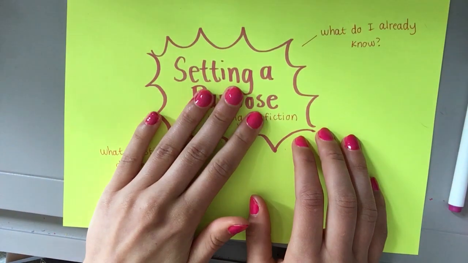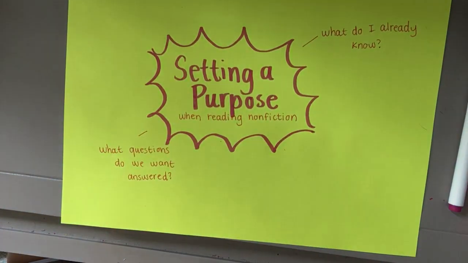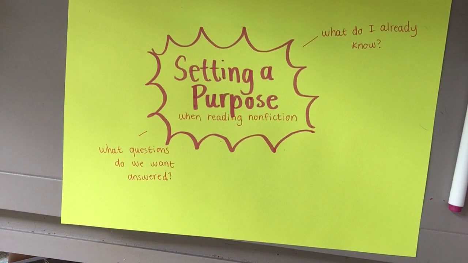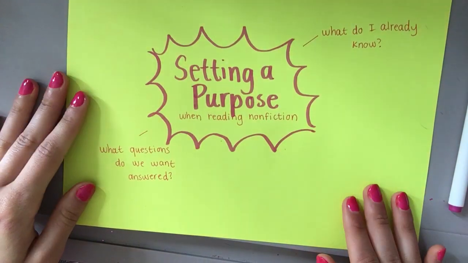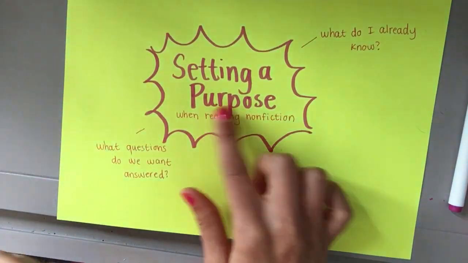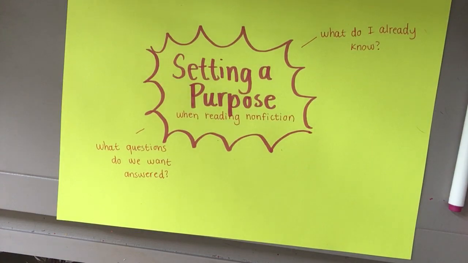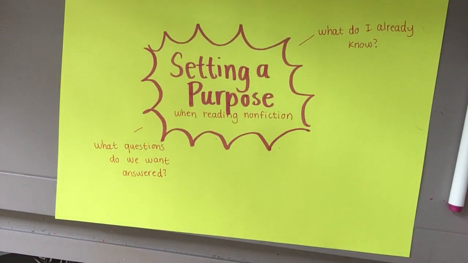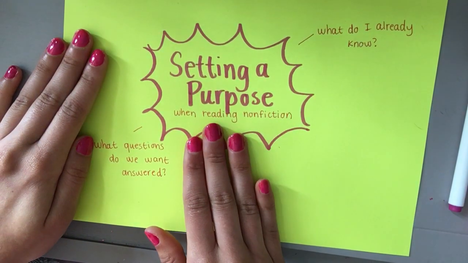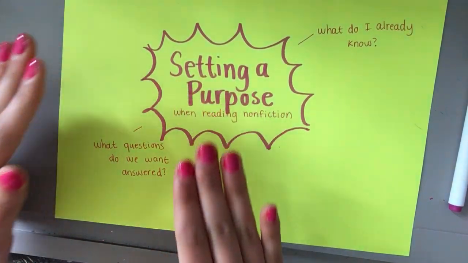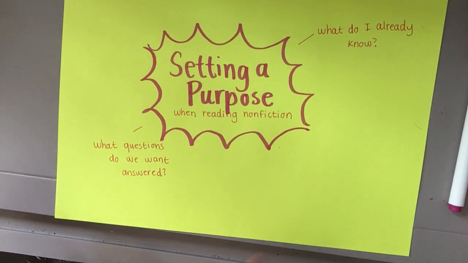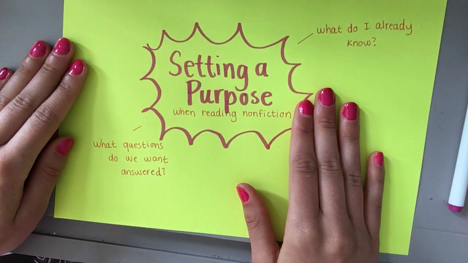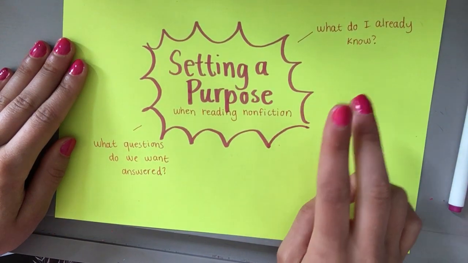Oftentimes when we read fiction stories, so made up stories, we're reading to be entertained or to escape, to feel like we're somewhere else. When we read nonfiction, our purpose is different. That means our reason is different. When we read true information, factual stuff, it's usually because we're trying to learn something. Right now, we're learning about famous Americans. So when we set a purpose when we read nonfiction this week, we're setting a purpose to find out about a famous American.